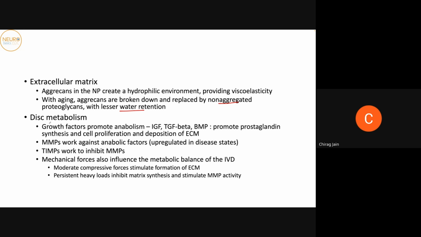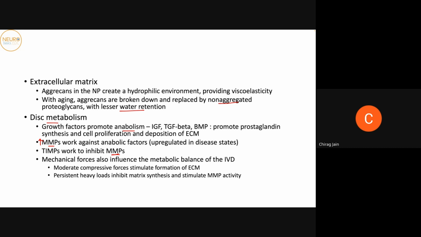Also, within a normal disc, there are mechanisms which help to keep a disc healthy. One is disc metabolism. There are anabolic factors like IGF, insulin-like growth factor, TGF-beta, and bone morphogenetic protein, which help to proliferate cells and deposit extracellular matrix. There are also matrix metalloproteinases which try to break all this down. In disease states, these go up and they further decrease disc metabolism. The tissue inhibitors of metalloproteinases try to inhibit this. So we have a cycle just trying to make sure that the discs are healthy.